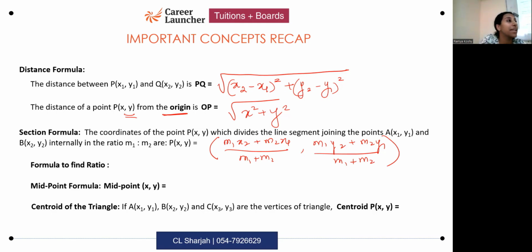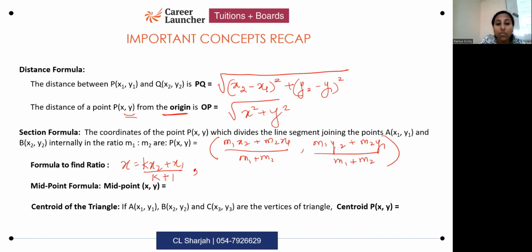What is the formula to find the ratio? When the ratio is not given in the question, you use x is equal to (k x2 plus x1) by (k plus 1). You can use this formula if you know the x coordinate. If you know the x coordinate, use this formula to find the value of k. The k value will be the ratio.